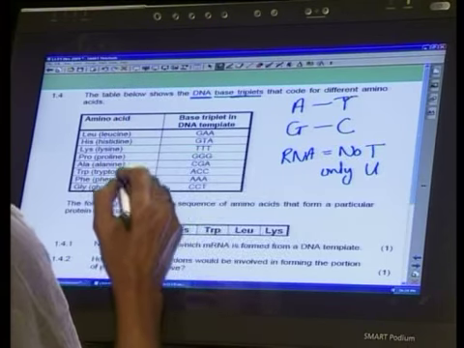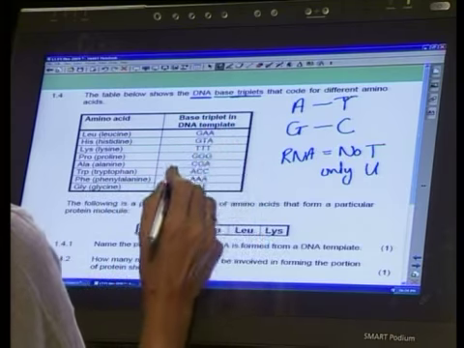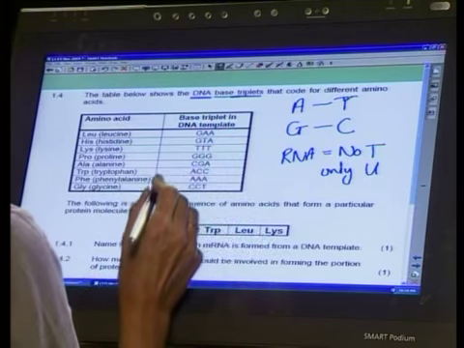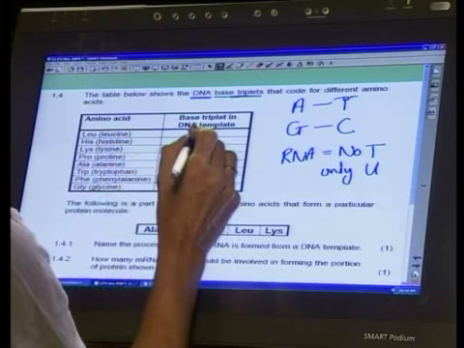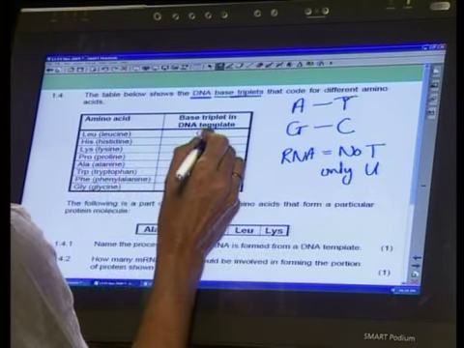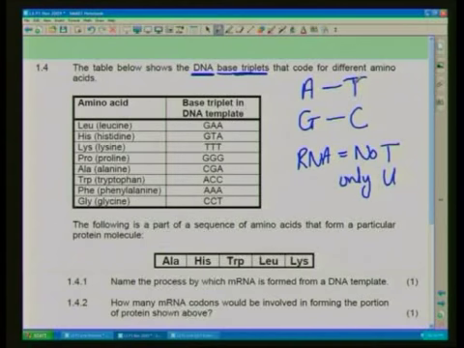All right? Do you understand this? Yes. Okay, fine. So let's have a look. They give us a whole bunch of amino acids, and they give us a whole bunch of base triplets in the DNA template. So these are codons. For leucine, we've got GAA, which is guanine, adenine, and adenine. You've got histidine, we've got guanine, thymine, adenine. Lysine, we have thymine, thymine, thymine, and so on and so on.